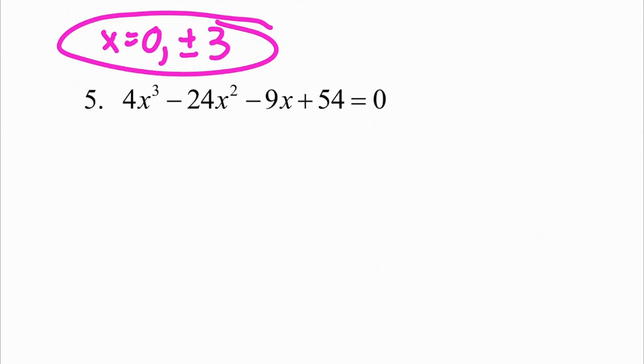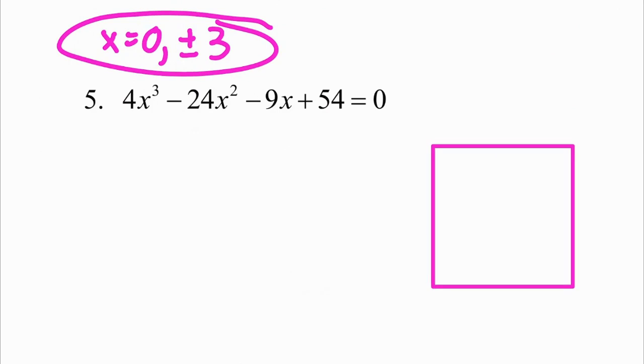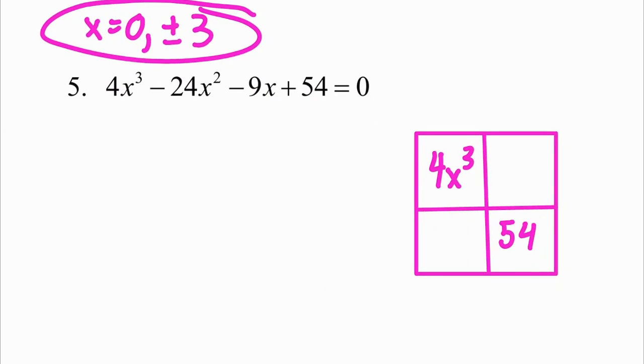All right. Again, we want to check GCF. We don't have a GCF here, so we again have 4 terms. So we'll go ahead and put that in the box. So in the upper left, we put 4x cubed. And in the bottom right, we put 54. And then we just fill in the rest.